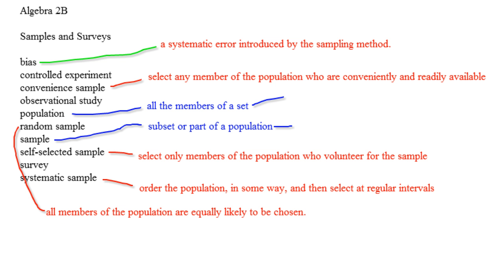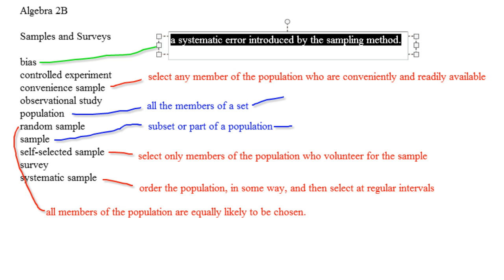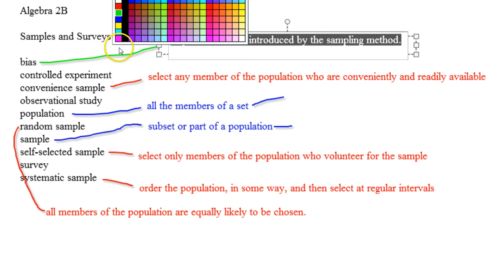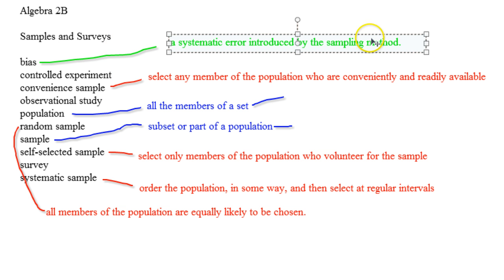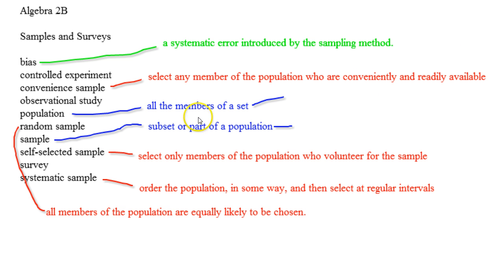You just now heard me talk about bias. Bias is a systematic error introduced in the sampling method. So for example, a convenient sample selects any member of the population who is conveniently and readily available. What about people out of town? We can't choose them, so we're just picking people that stayed home. If we were asking a question about traveling, we're really messing up our answer if we ask only people that stay home.